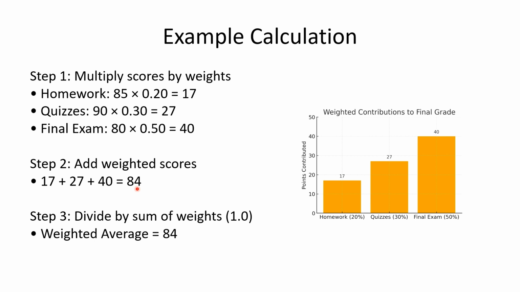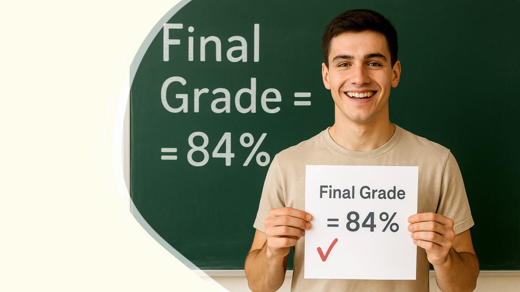Now if we calculate the sum of the weights, so 0.2 plus 0.3 is 0.5 plus 0.5, that's going to be equal to 1. So the sum of the weights is just equal to 1 in this case. So it's 84 divided by 1, just equal to 84. So our student there got an 84 and he's all smiles, so that's great.